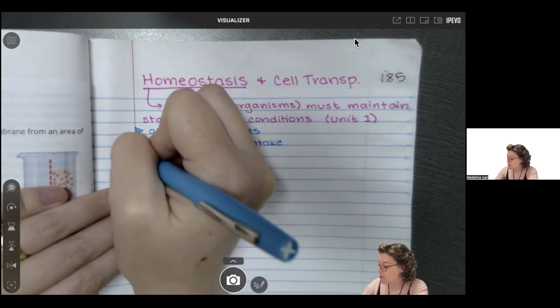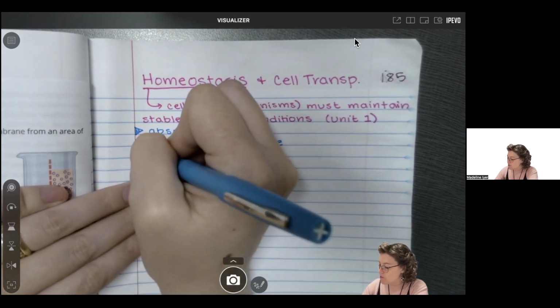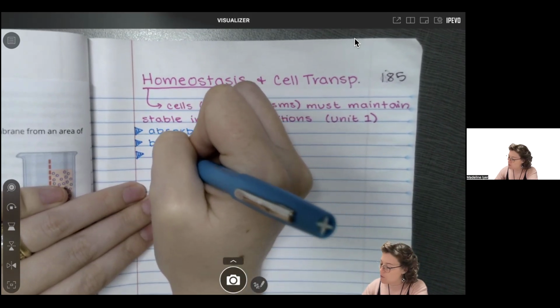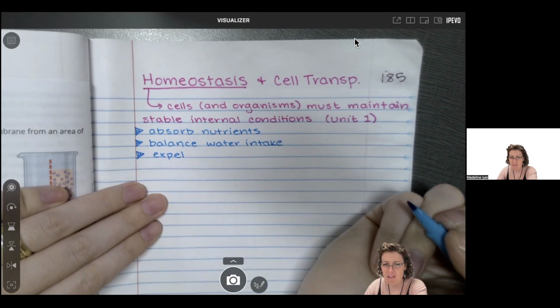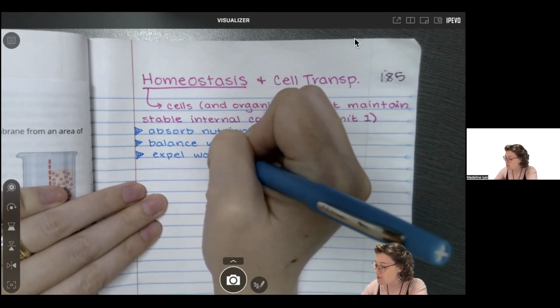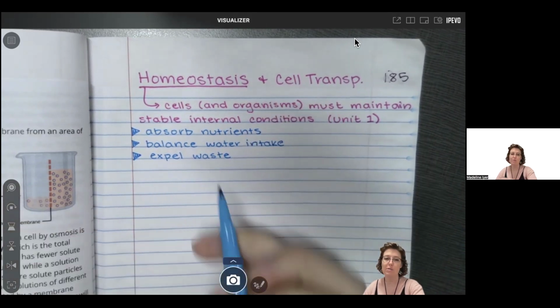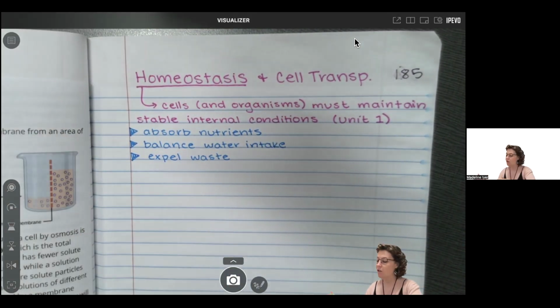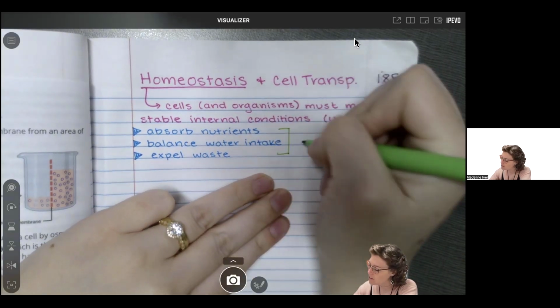And they need to be able to get rid of their wastes, and that's true for all of us. Expel. Are there 2 L's on expel? I'm going with just the one. One must not waste. So expel waste. All of these things happen in the cell membrane. The cell membrane is what regulates these.